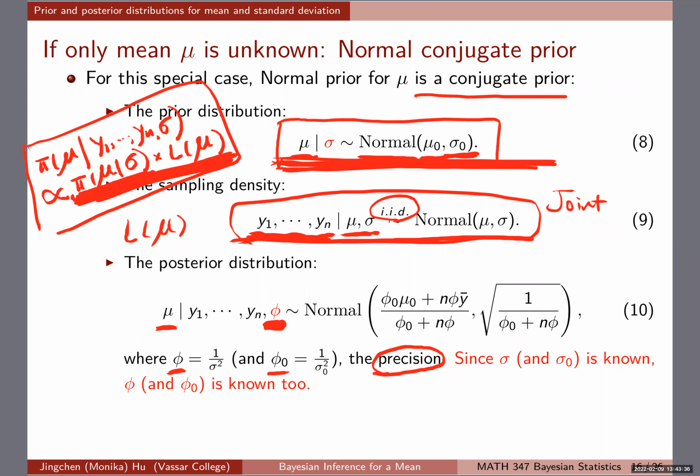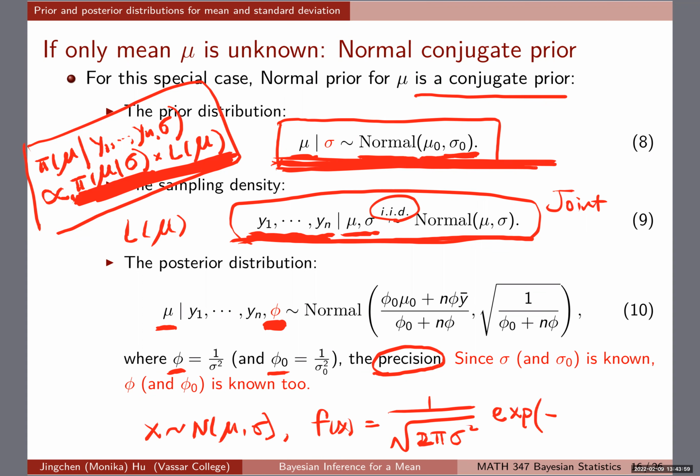In case you don't remember what the normal density looks like, if my x follows Normal(mu, sigma), then f(x) is 1 over the square root of 2 pi sigma squared, and in the exponent, I have negative 1 over 2 sigma squared times (x minus mu) squared. That's the normal density that you need to use for equations 8 and 9. Like I said, we did a review before of understanding the normal and how to write the joint density, so if you check the notes that you took before, that might be useful as well.